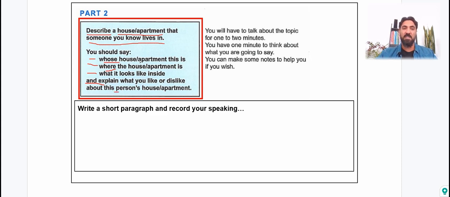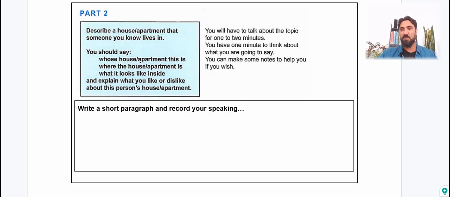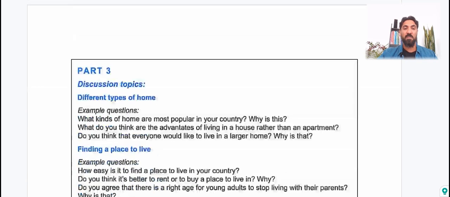So the question has part 1, whose house, part 2, where, part 3, what, and the last part is the conclusion. You should say why you like or dislike this person's house. So you can talk about your parents' house, your grandparents' house. This is up to you, which we will work more on in the classes.